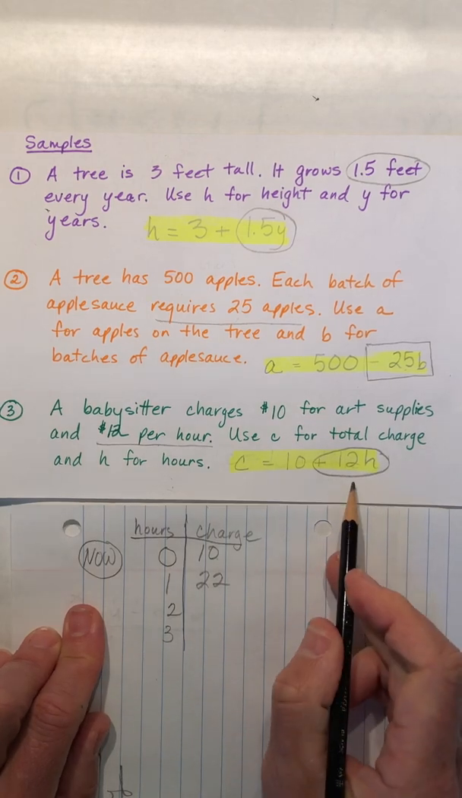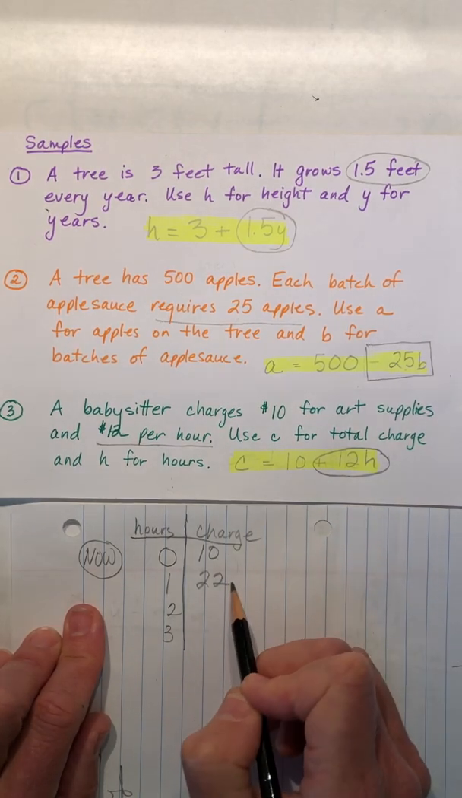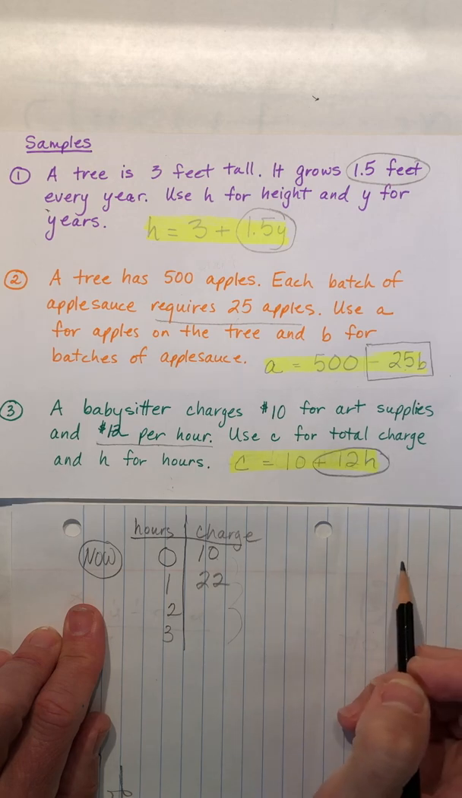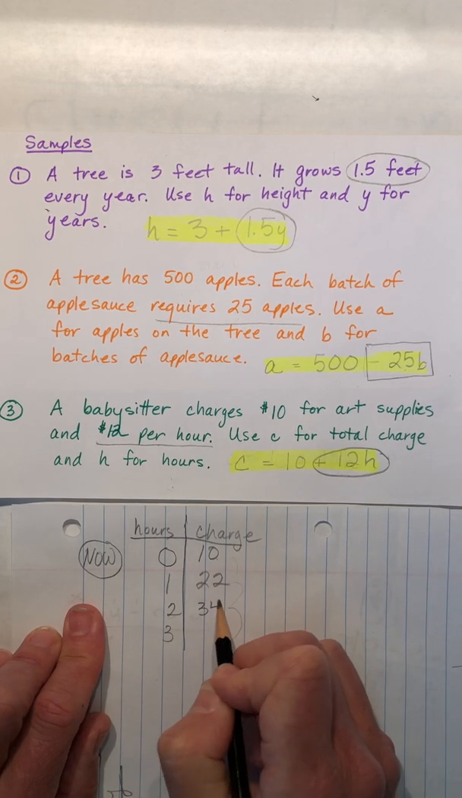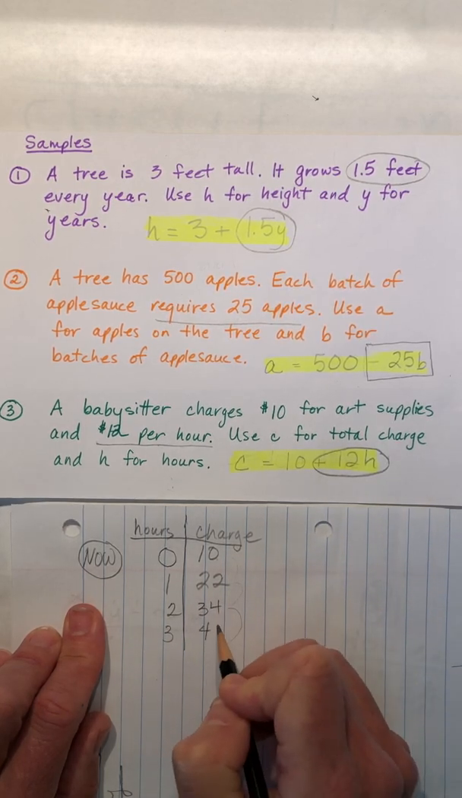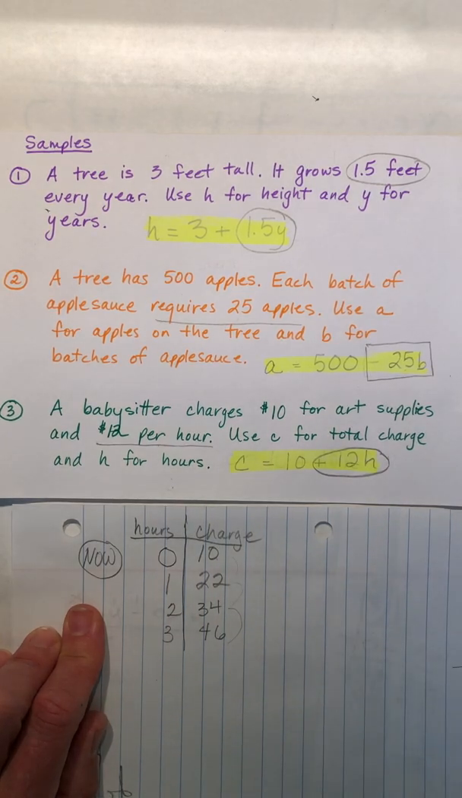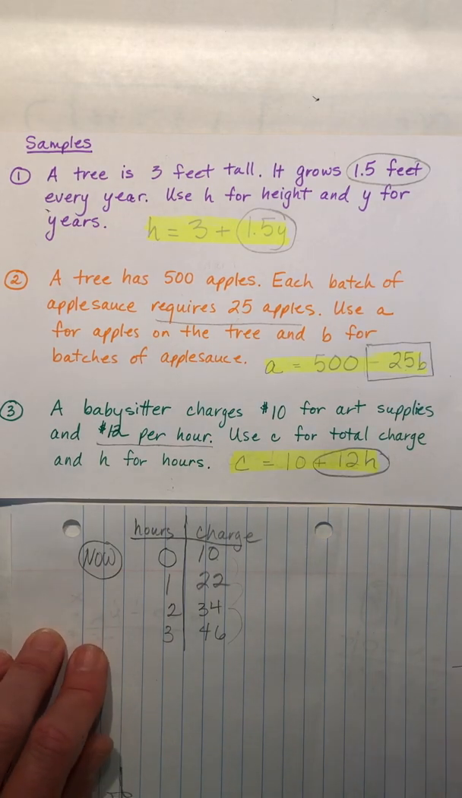And with this rate of change of 12, that means we're just adding 12 each time. So 34 and then 46. So this is the meaningful table of values for number 3. Okay, we're going to do one more together, and then I will give you the independent ones. Right? Not too bad today.